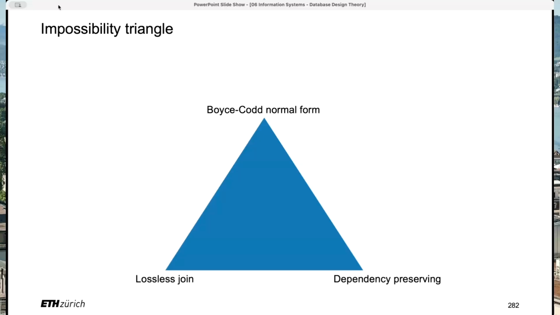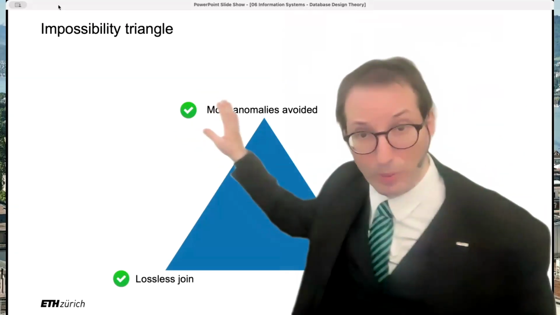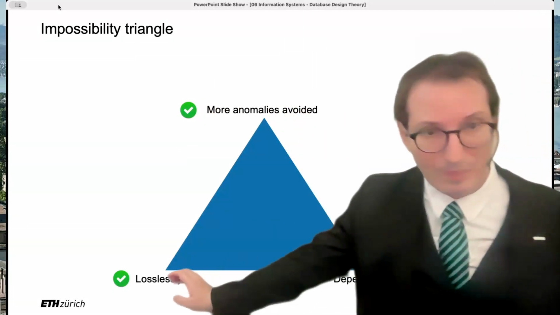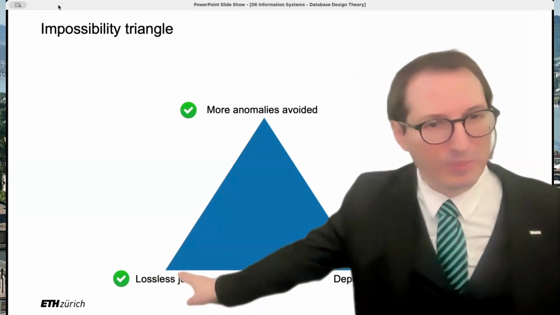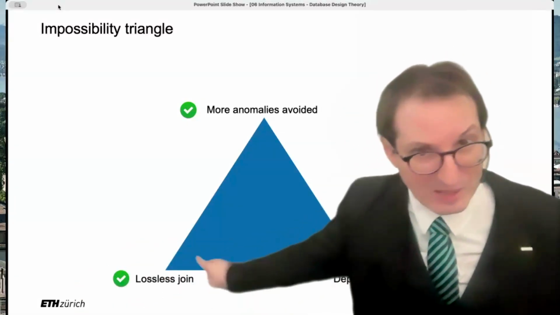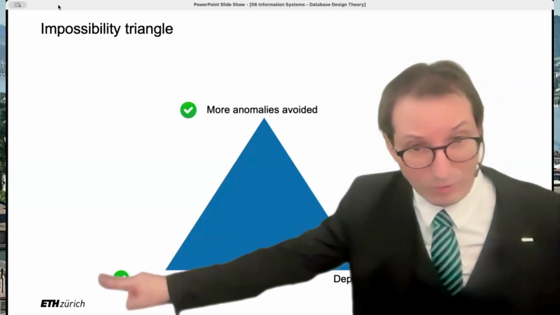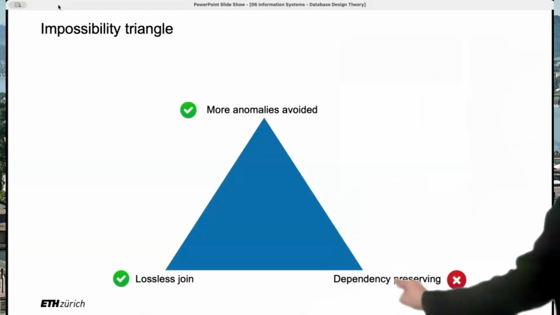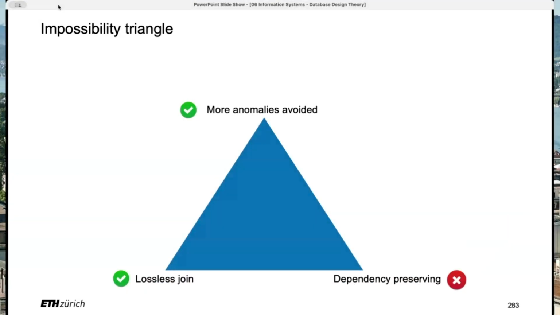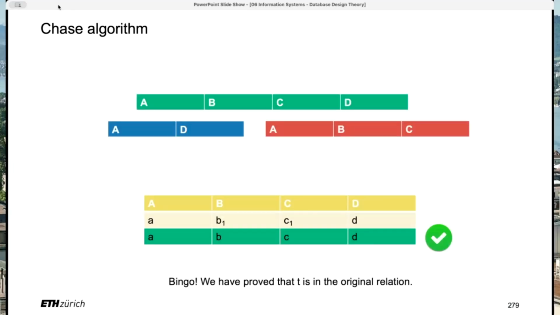So in our case, we might have the Boyce-Codd normal form. We avoided anomalies with the Boyce-Codd normal form. It's really popular to avoid anomalies. We succeeded with the bingo game. So it's always lossless. The join of the tables always gives you back the original table, but you might lose dependencies in the process. Just to say a few more words on that, just a concrete example.